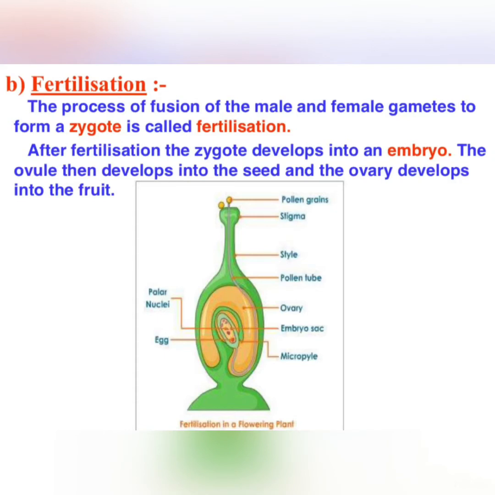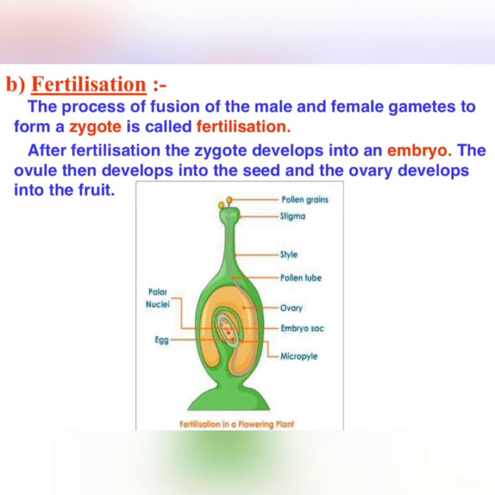After pollination, the process of fertilization takes place. Pollen grains fall on the stigma of a flower, take nutrients from there, and grow into a pollen tube, which reaches the ovary on passing through the style. This process of fusion of male and female gametes to form a zygote is called fertilization.